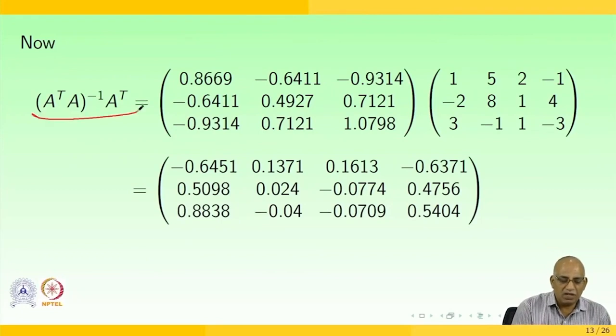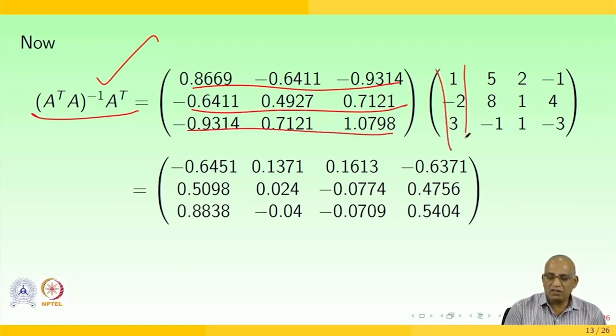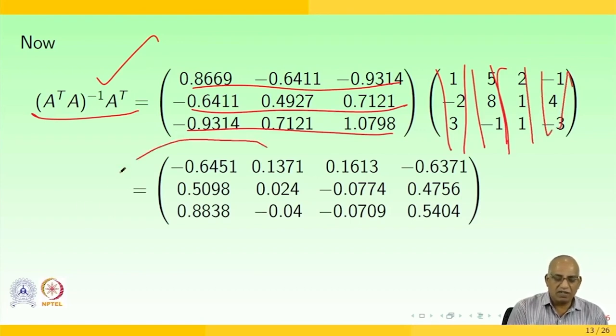Now it becomes a matrix like this: A transpose A whole inverse times A transpose. So this will become 0.8669. This is the first row, this is the second row, this is the third row, multiplied with the first column, second column, third column. So we'll end up with a matrix like this.